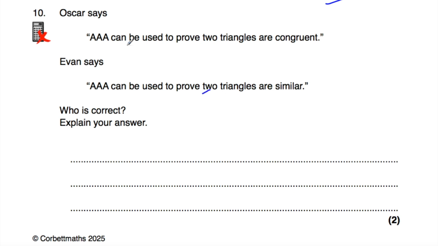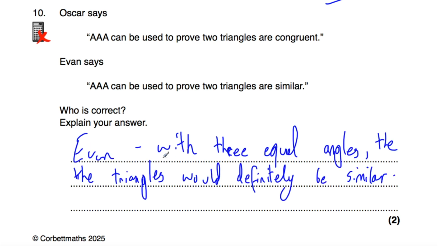Now, in theory, you could have angle, angle, angle for one triangle and another angle, angle, angle for another triangle, and those two triangles would be congruent, but there would also have to be a side that you know is equal as well. For example, the side length for this one is 8 centimeters and the side length for that one is 8 centimeters as well. So that would then be an angle side angle and not an angle angle angle. So angle angle angle proves that two triangles are similar to each other. So Evan's correct. I've just explained that Evan's correct: with three equal angles, the triangles would definitely be similar. Okay, let's look at our next question, question number 11.